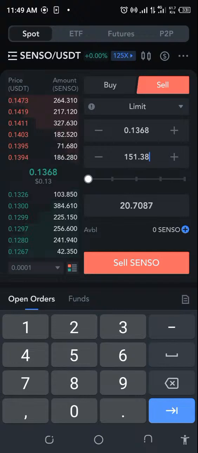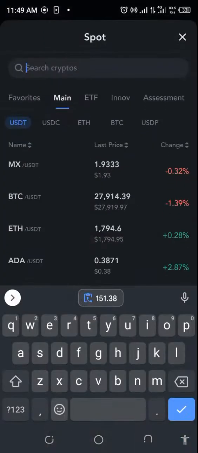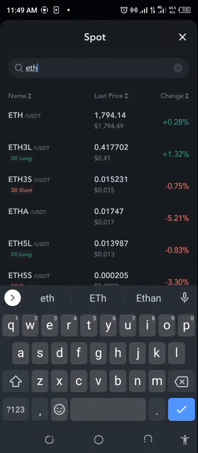So let's go ahead. We need to buy ETH. Now, I hope by the time we are done, we will still have this. Anyways, let's quickly go and do this. Okay. So that's ETH. So we need to get ETH.